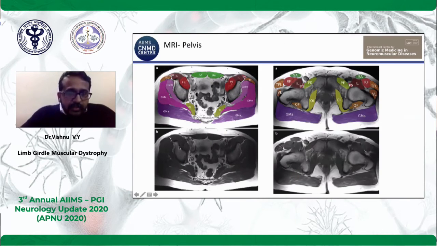So I'll show you some images from the limb girdle muscular dystrophies. Predominantly, we image the lower limb. We can image the upper limb also, but most of the findings you can get from the lower limb. I will show you some of the images of the lower limb.